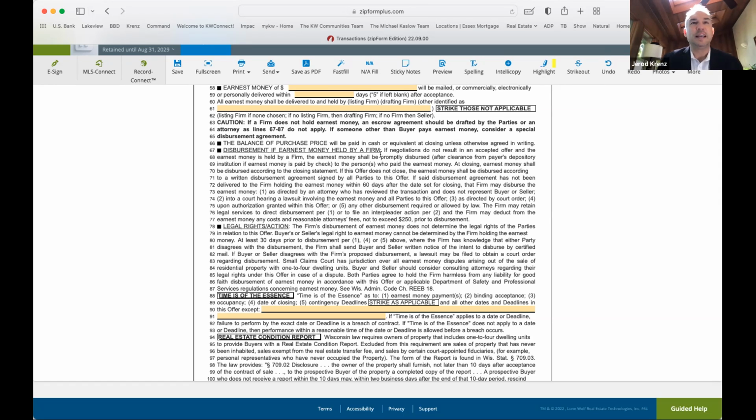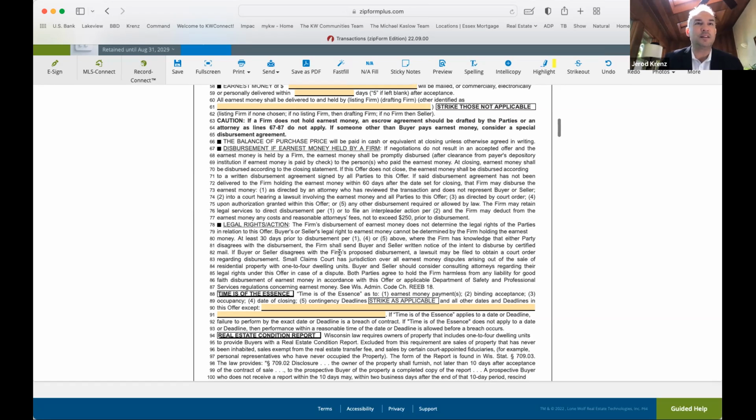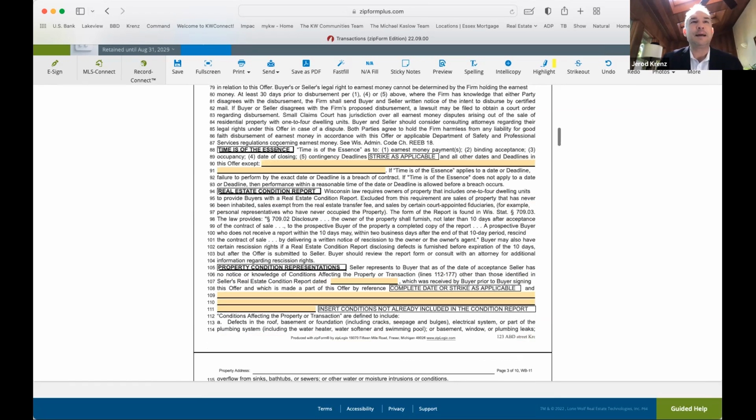on that. So interesting reading in here. Hopefully you never have to go through it. Time is of the essence. This just states all the dates and deadlines that we put in this offer need to be met. And that includes earnest money.